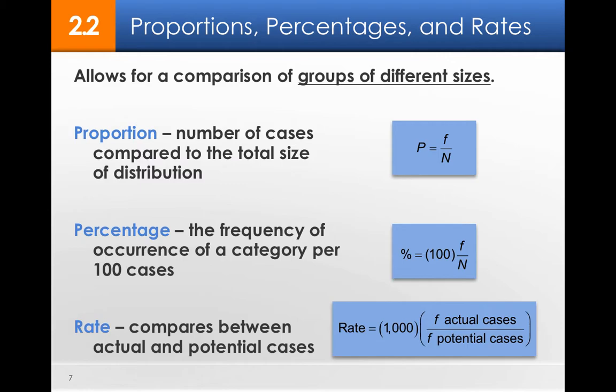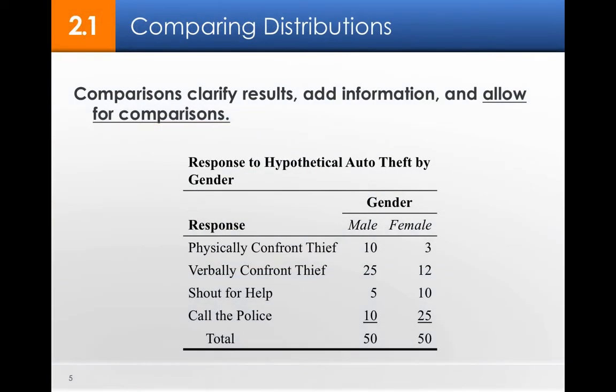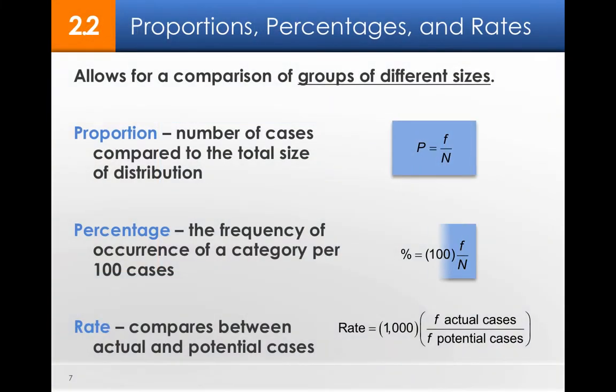So if we think about the data we had over here, 3 females out of 50 said they would physically confront the thief. We can do a percentage, which is the same as the proportion times 100. Or we could calculate a rate. Crime rates are generally calculated per 1,000 people or per 100,000 people.